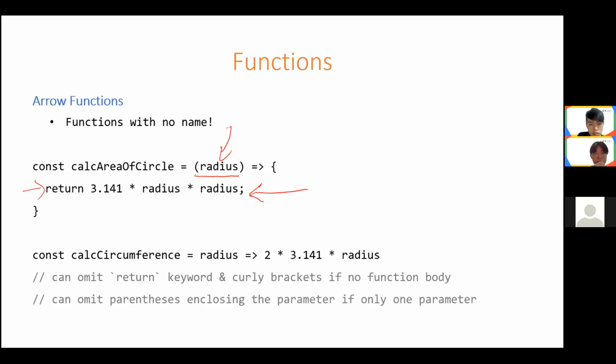And similarly, if your function has only one parameter, like here, there's only one parameter radius, you can omit the parentheses around it. So here, notice I don't have parentheses, I don't have curly braces, and I don't have a return keyword.